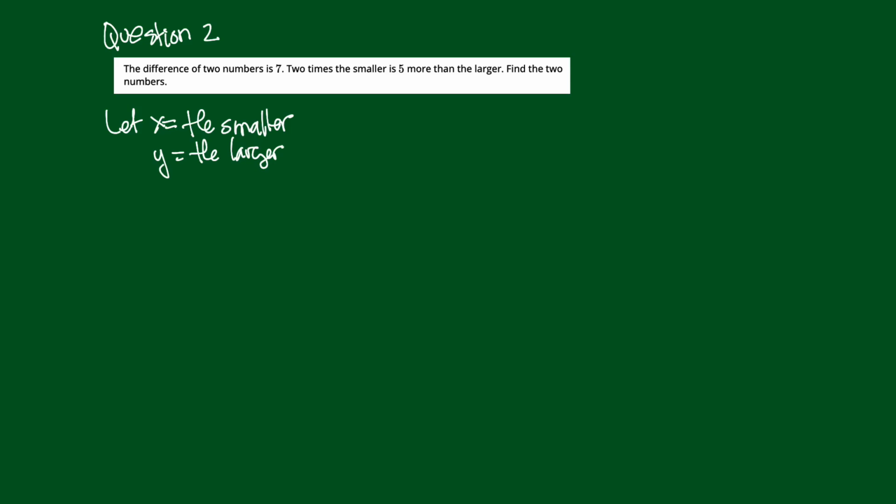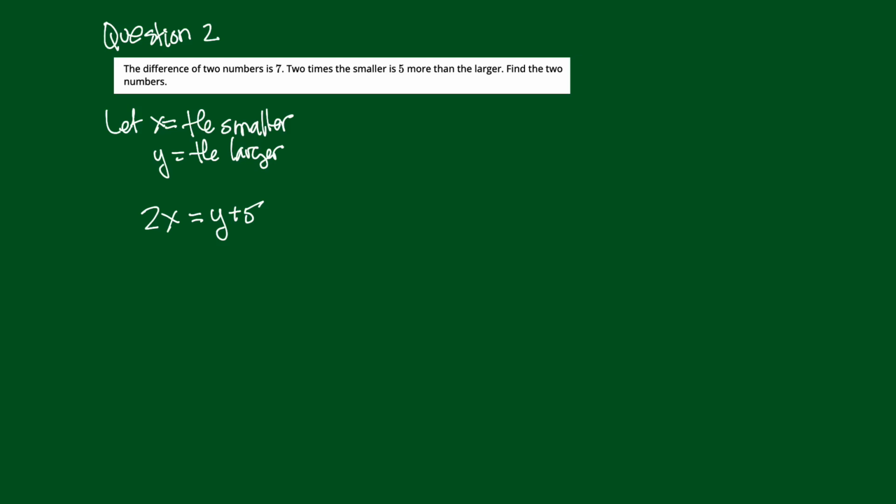Now I know this. 2 times the smaller, I'm going to write that down. So just write what you see. 2 times the smaller, 2x, equals 5 more than the larger. Now the larger is y, but it's 5 more than that, right? So it says 2 times the smaller is 5 more than the larger.